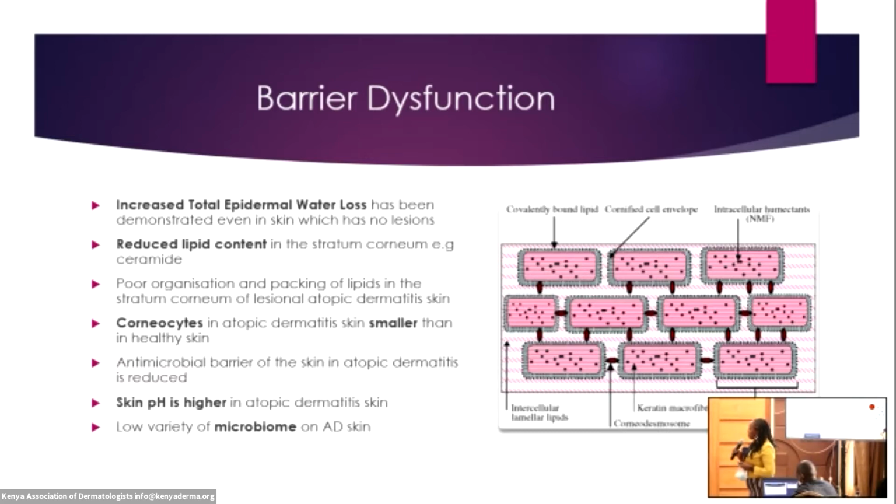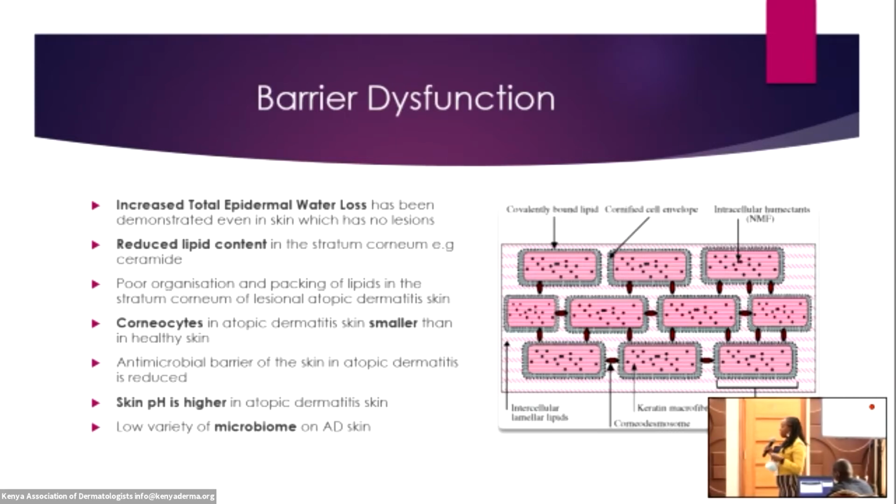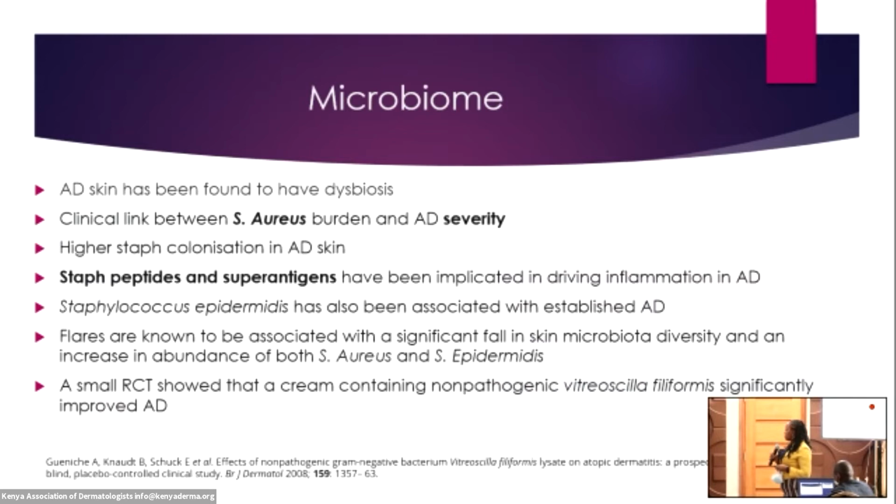Corneocytes in atopic dermatitis have been found to be a bit smaller than corneocytes in people with healthier skin. The stratum corneum also forms part of the antimicrobial barrier of the skin. And the skin pH in atopic dermatitis has also been found to be a bit higher than the skin pH in normal skin. Also, Dr. Makeo talked about the low variety of the microbiome in atopic dermatitis skin. So all these are things that you need to have in mind when you're trying to choose an emollient for your patient.